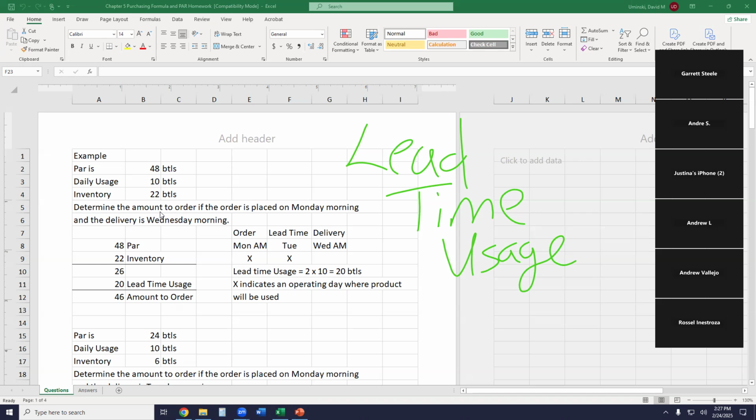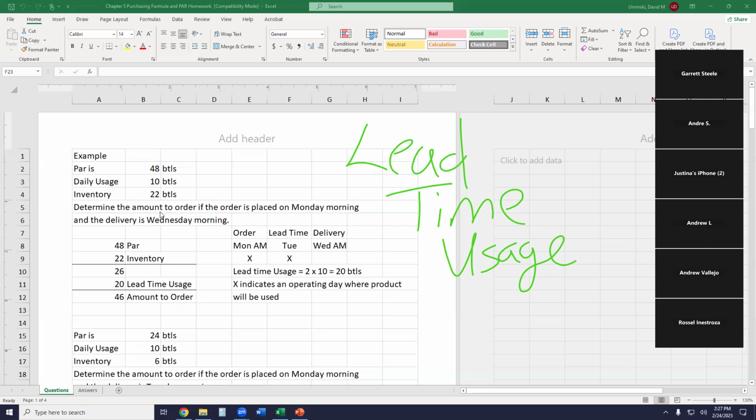Sometimes we place our order at night and the delivery comes the next morning. So did we have any operations between that time? Let's say I close down at 10 o'clock at night, I put my order in and it comes in at 7 o'clock in the morning. Did I have any operations between then? My lead time is 0.